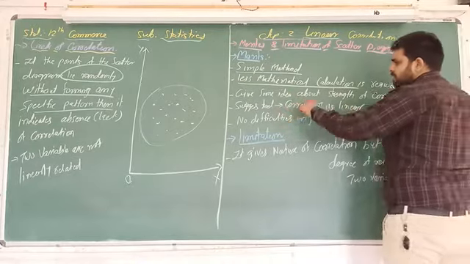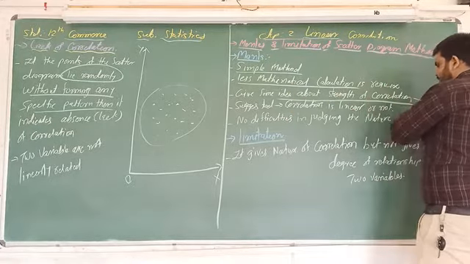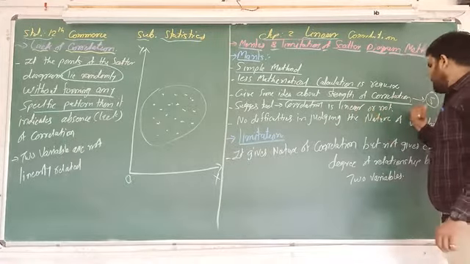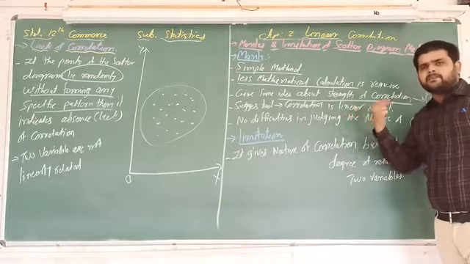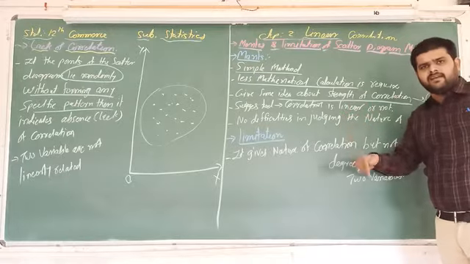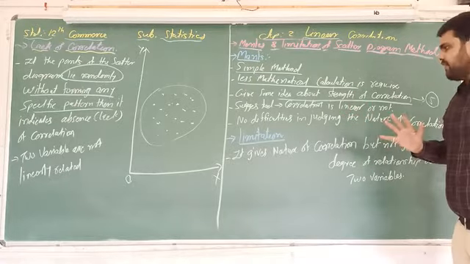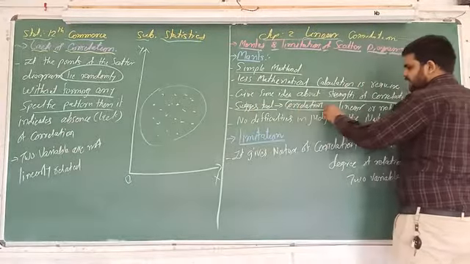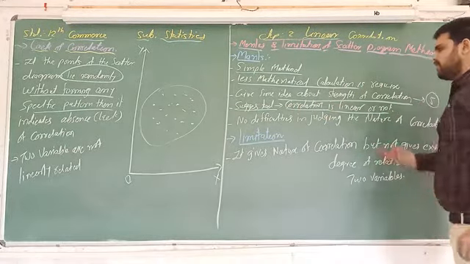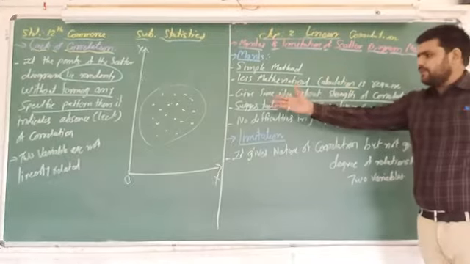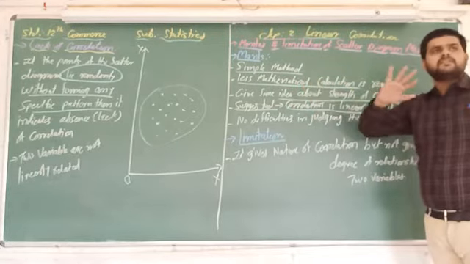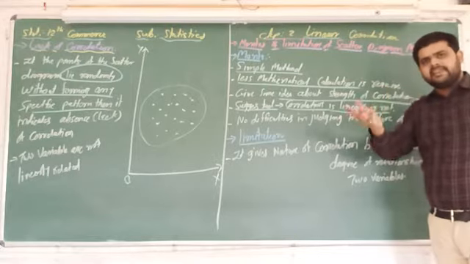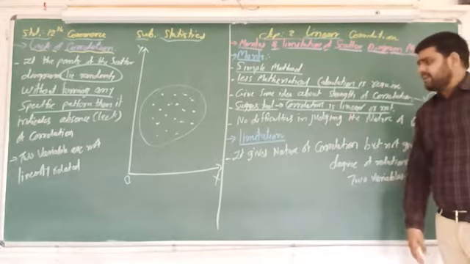Number three, it gives some idea about the strength of correlation, whether it is perfect positive, perfect negative, partial positive, partial negative, or lack of correlation. Number four, it suggests whether the correlation is linear or not. If the points are in a random form, it is a lack of correlation. If they are in a single line, it is called perfect positive or perfect negative. On the basis of the data, we can judge.